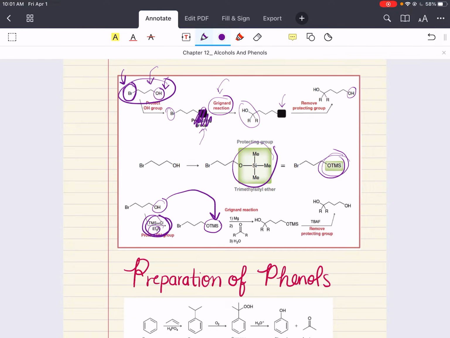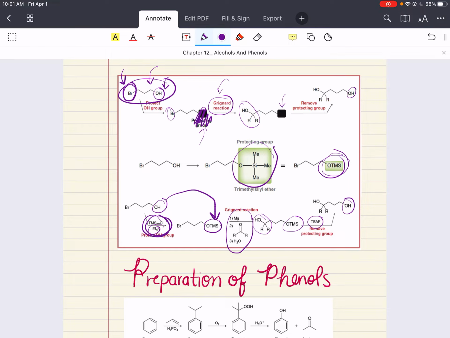Then you can go ahead with your Grignard reaction to convert that bromine to an alcohol group with two R groups attached. Then you can remove your OTMS. You can remove your protecting groups using TBAF and replace it with that alcohol group. Fantastic. So this is how you want to approach these kinds of problems.